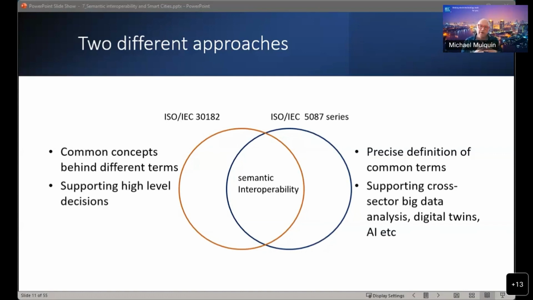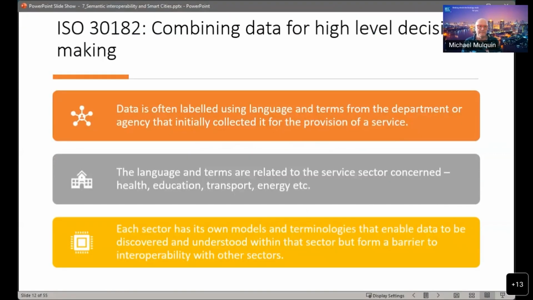So that's one approach. And the other approach is the 5087 series, which is much more about a precise definition of common terms to allow cross-sector big data analysis, digital twins, AI, and so on to be delivered and used by the city.